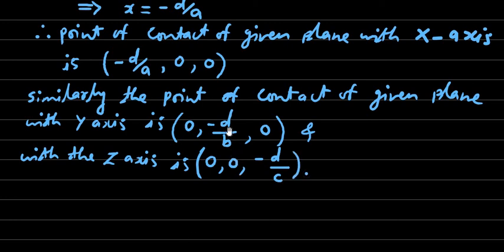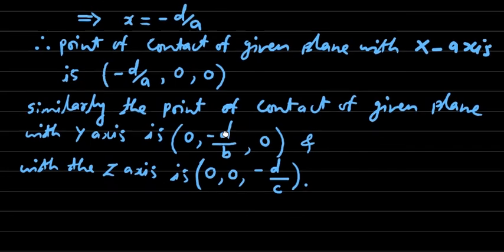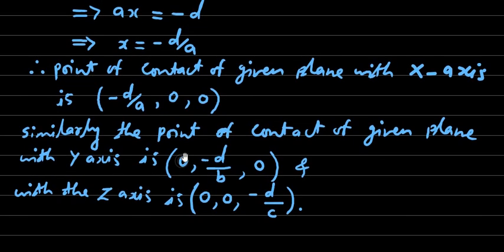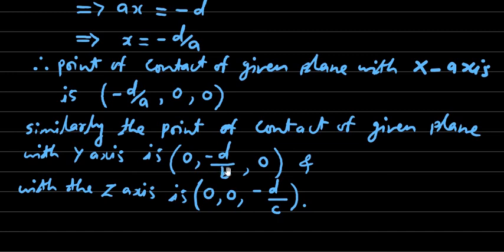So in this way we have obtained the points of contact of the given plane with the x-axis, y-axis and z-axis. With the x-axis the point of contact is minus d by a, 0, 0. With the y-axis the point of contact is 0, minus d by b, 0, and with the z-axis it is 0, 0, minus d by c. So in this way we have solved this example.